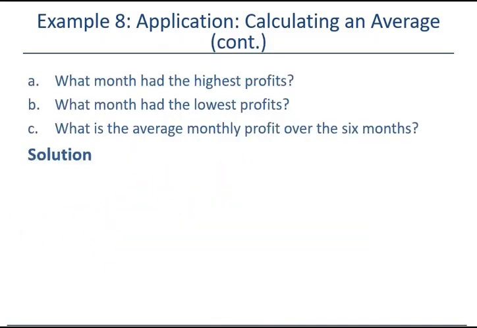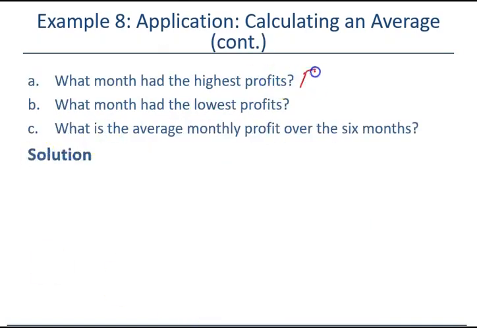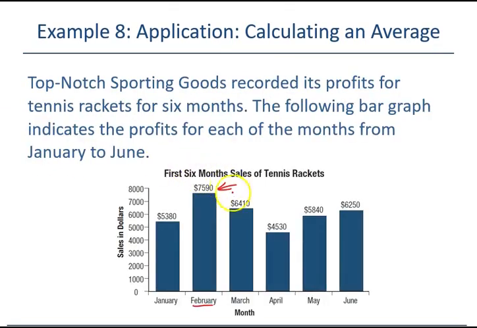Let's come over here. Okay, what month had the highest profits? Well, we can look back over here. Which bar is the highest? Well, that would be right here. Notice it's 7,590. That corresponds to February. So we can come over here and put February. Okay. Well, what month had the lowest profits? Looking back at our graph, notice that the lowest point in our bar graph is right here, and that happened in April.